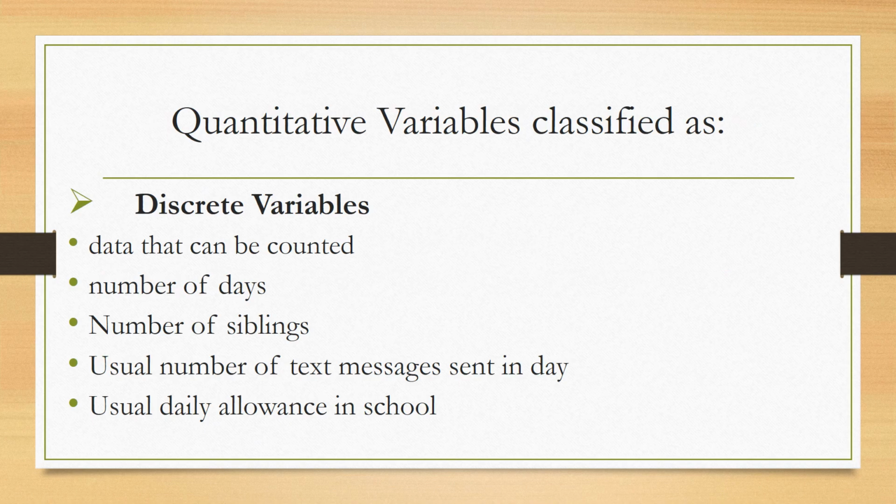Quantitative variables are classified as discrete variables. So when we say discrete variables, these are data that can be counted, so nabibilang siya. Examples: number of days, number of siblings, usual number of text messages sent in a day, usual daily allowance in school.